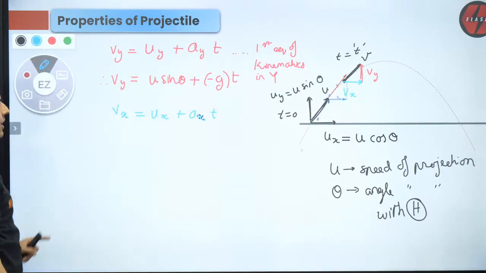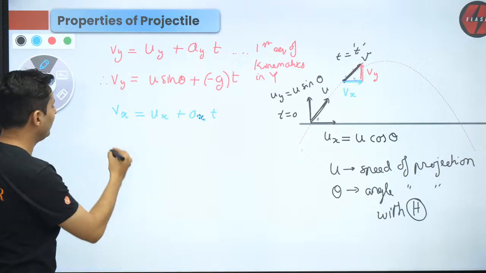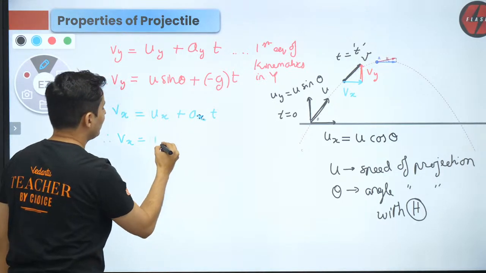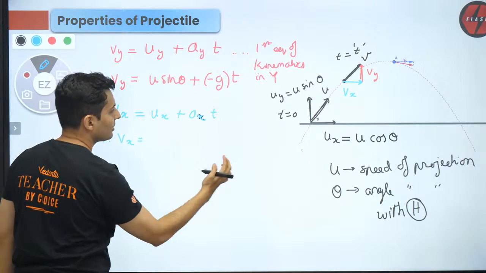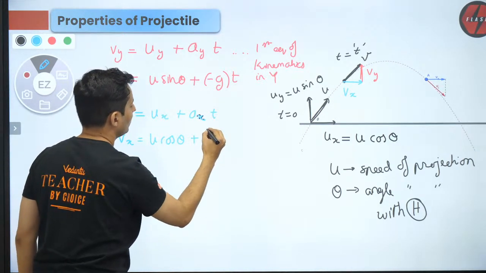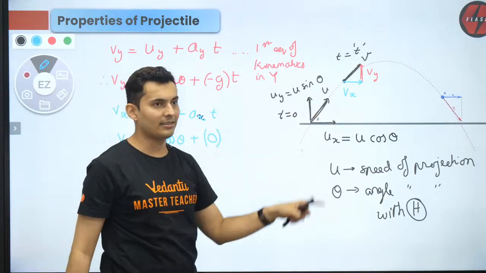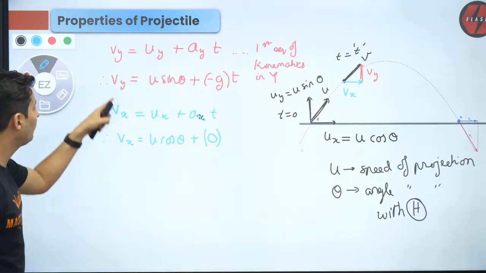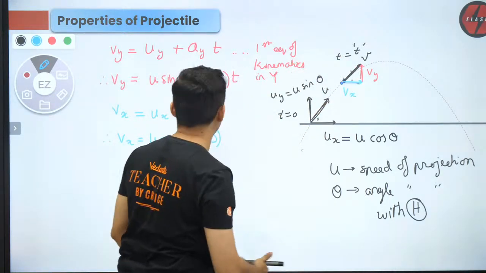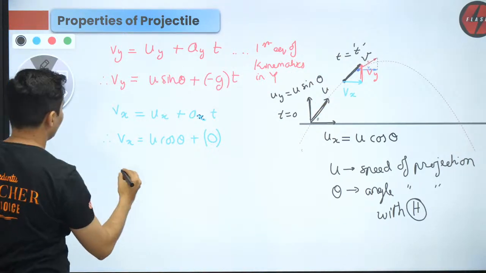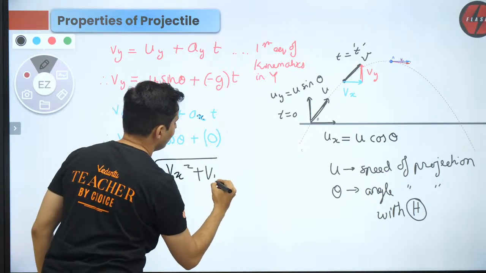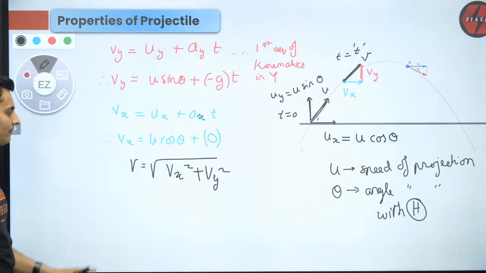Then, once this vy is found, how do you find vx? Oh, that's very easy. Ax is 0. So that's it. It is just ux. And what is ux? We just figured it out. It was u cos theta. And this is 0. Remember that. There is no acceleration in the x-axis. Very good. So this is how you find both the components at any time. And immediately you can find the net velocity. Remember, do not forget, the total velocity is the root of vx square plus vy square by Pythagoras. You can always use that.